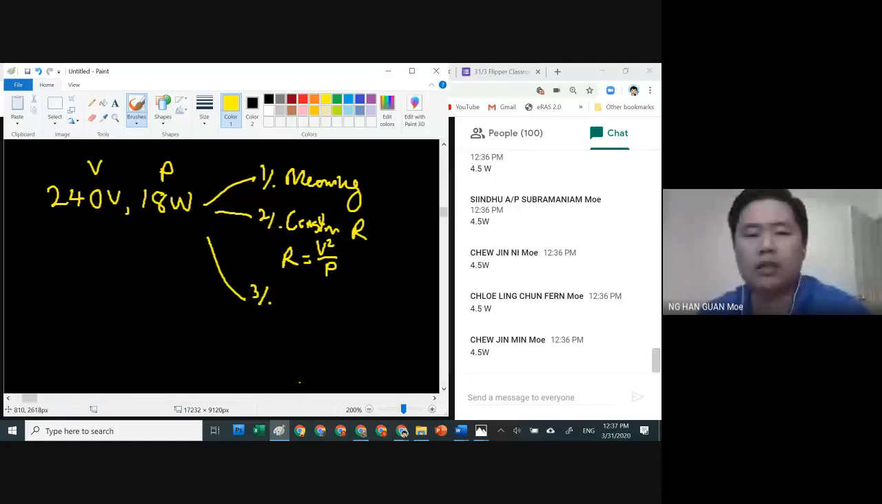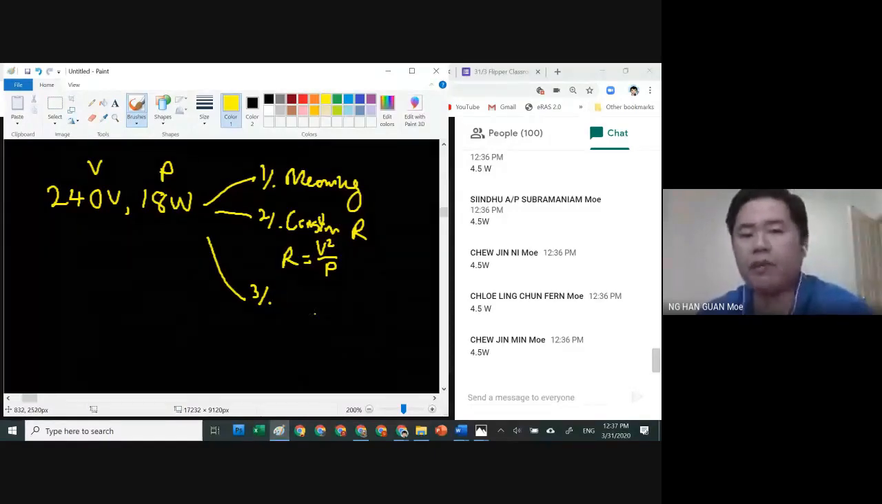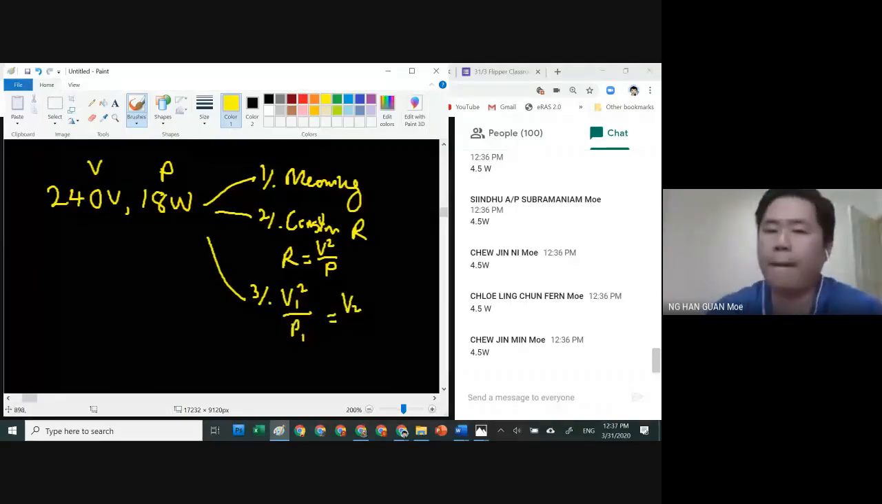So when the supply changes, it will affect the power, right? When the supply changes, you are going to apply this one: V1 squared over P1 equal to V2 squared over P2. It is very important for you.